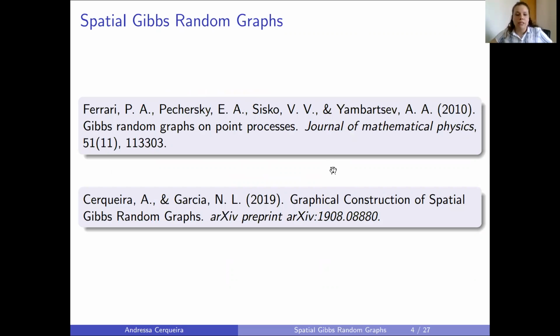So I will concentrate this talk on two papers. The first one is from Pablo Ferrari, Percheski, Cisco, and Anatoly Amberstaff. They study this kind of model, the Spatial Gibbs random graphs. And the second paper is a collaboration with Professor Nancy Garcia from the University of Campinas, with whom I have worked. So I'm going to make a comparison of the results we have in both papers.